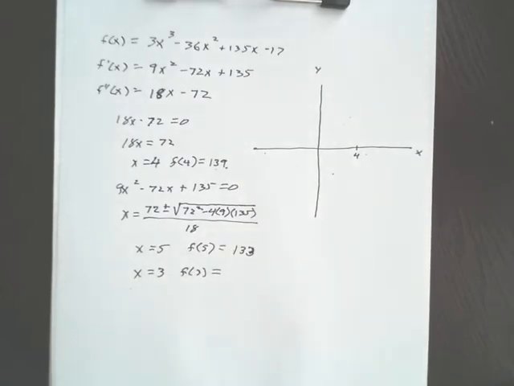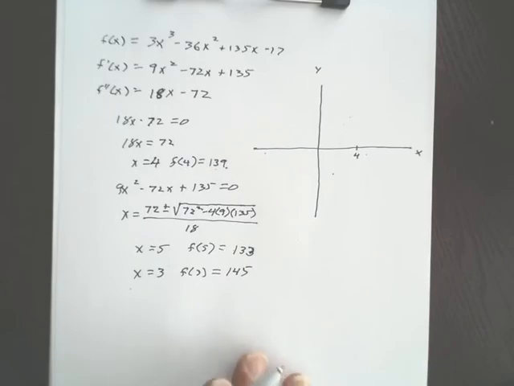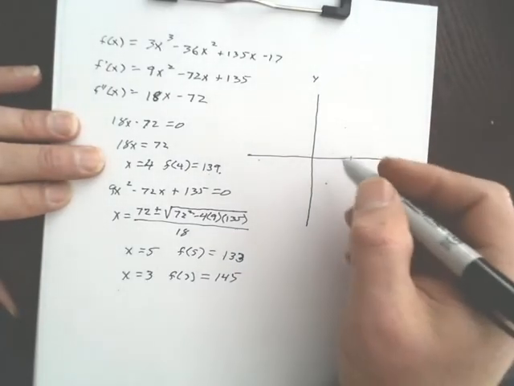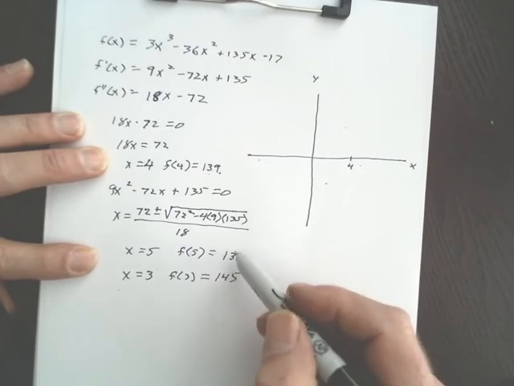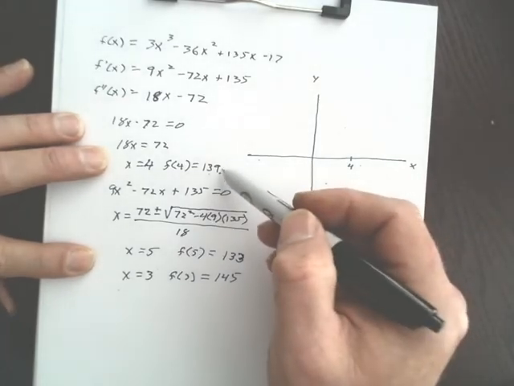Okay, what is f of 3? F of 3 is 3 times 3 cubed minus 36 times 3 squared plus 135 times 3 minus 17. And that equals 145. Okay, so now we've got all of our critical points, and all of our graph is going to be between 133 and 145.